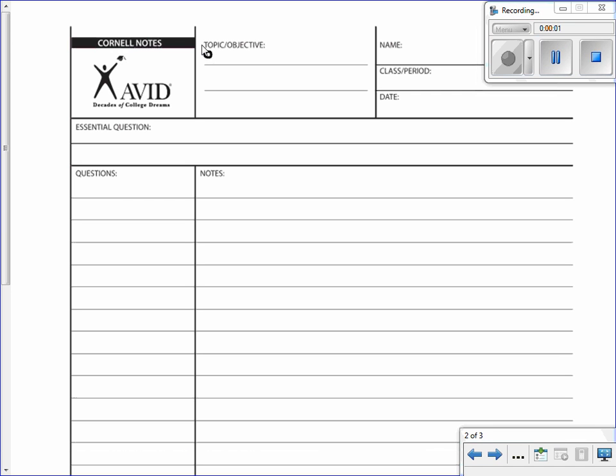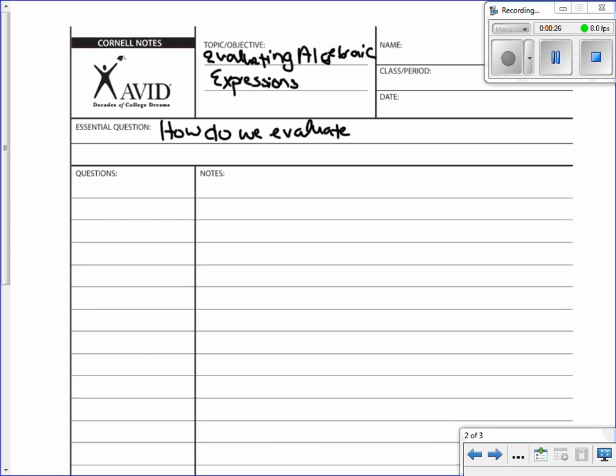Evaluating algebraic expressions. The essential question is, how do we evaluate expressions? And today we're just going to do all examples for this topic.